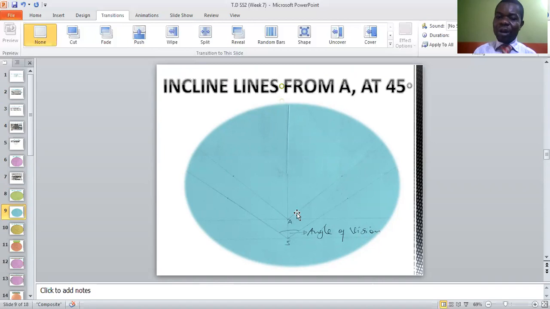Then you now measure the length, either the length or the breadth of the rectangle. Now that's the plan. Then through here, the breadth, through here, the length, then you complete the rectangle. That is the next thing you need to see.